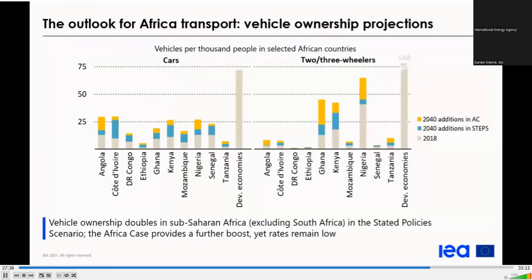Again, if we look at one analysis we have done on the future of Africa transport, we can focus on the evolution of vehicle ownership. And here we have made projections on the level of cars and two and three wheelers owned per thousand people in Africa. The key message is that it is expected to grow very fast, to grow further in the Africa case scenario. And you have countries like Ghana, where the number of two and three wheelers per thousand people is expected to triple. We also need to remember that this is per thousand people and the population itself will grow. So there is an expectation of many more cars, many more two and three wheelers on the roads in Africa in the coming decades.